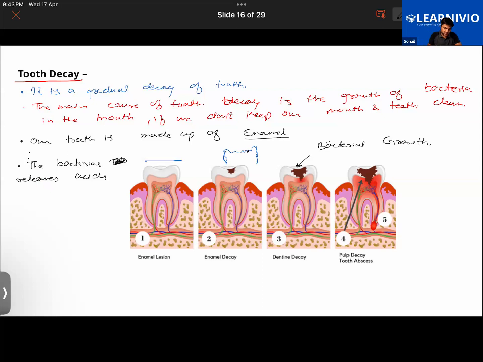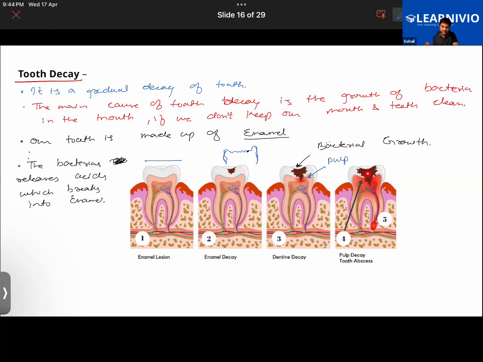No, it happens over some time. Getting it now, guys? The bacteria release acids which break into the enamel, and thereby it will slowly start to damage the enamel. And once it reaches the soft tissue, here you can see this red region. This is where the soft tissue has been reached. This soft tissue is called pulp.